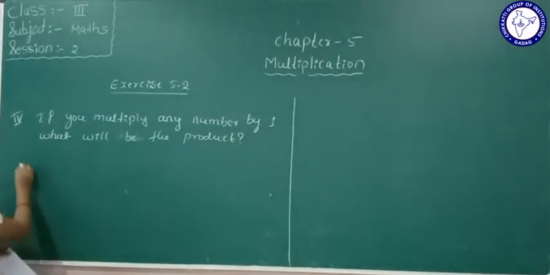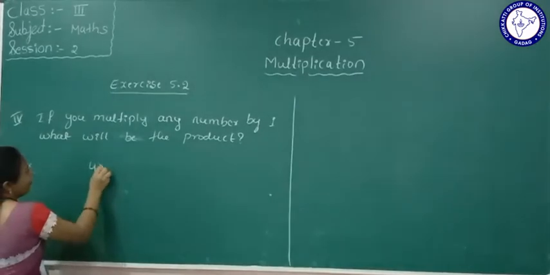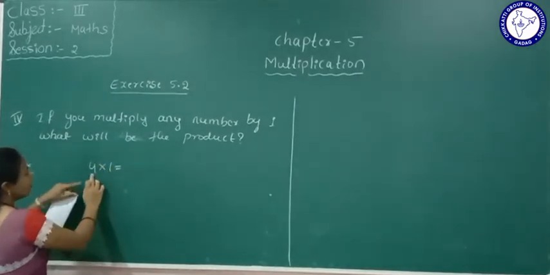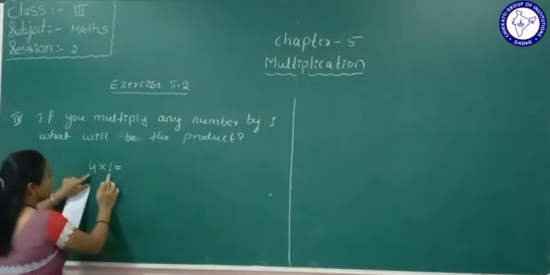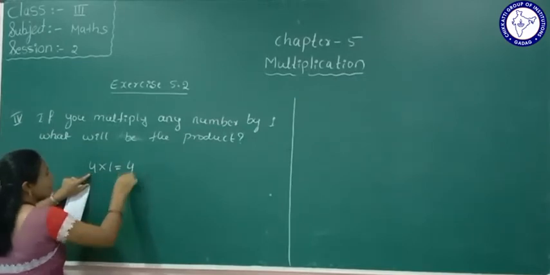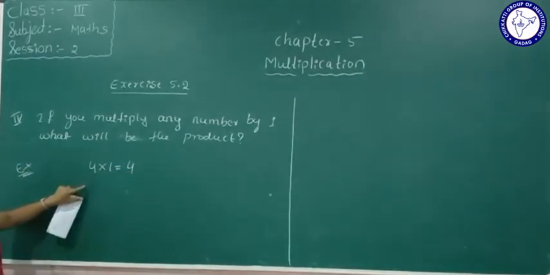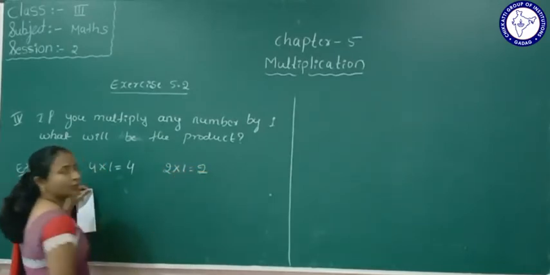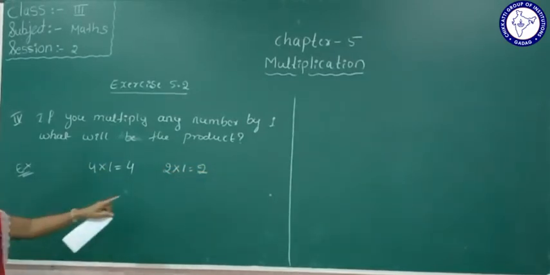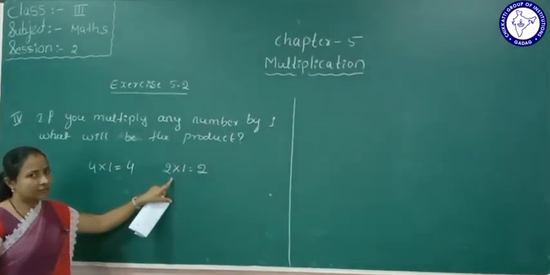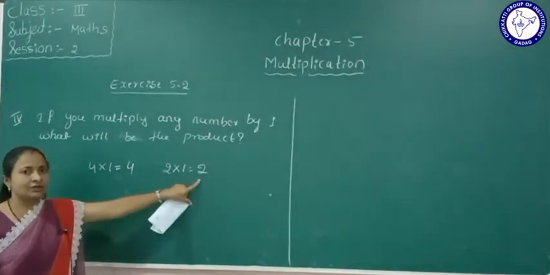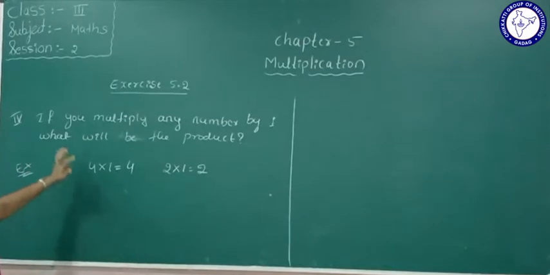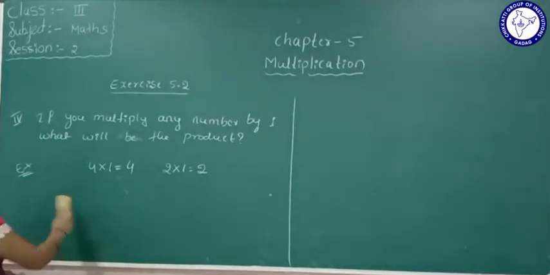Okay, for example, I'll write here, see students. 4 into 1 is equal to, so we multiply 4 by 1, and we get the answer 4 only, itself only. Okay, and 2 into 1 is equal to 2 only. Yes, so what we get here? We get the answer itself only. If we multiply any number by 1, the product is itself only. Okay, this is the second property.